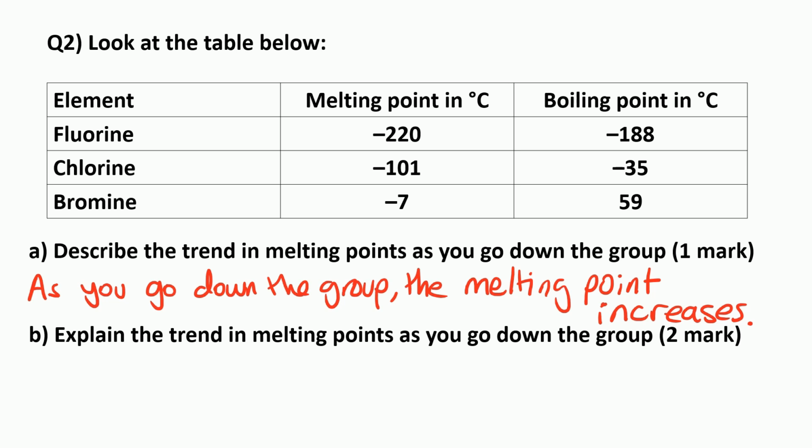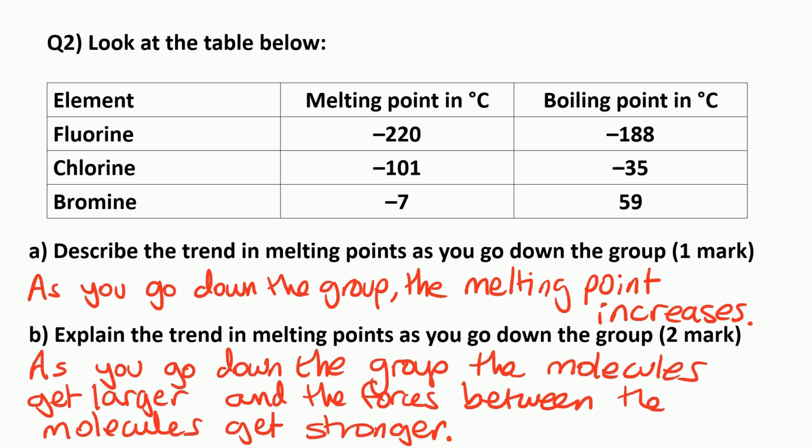And then explaining the trend, why does the melting point increase going down the group? We can say that as you go down the group, the molecules get larger and the forces between the molecules get stronger. You could also add on there that that means it's going to take more energy to overcome those stronger forces.